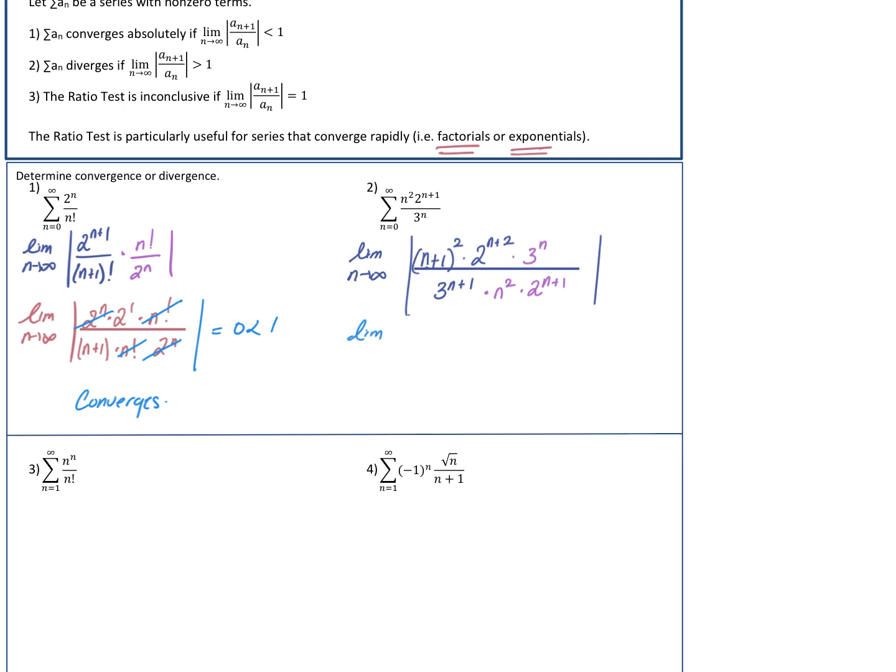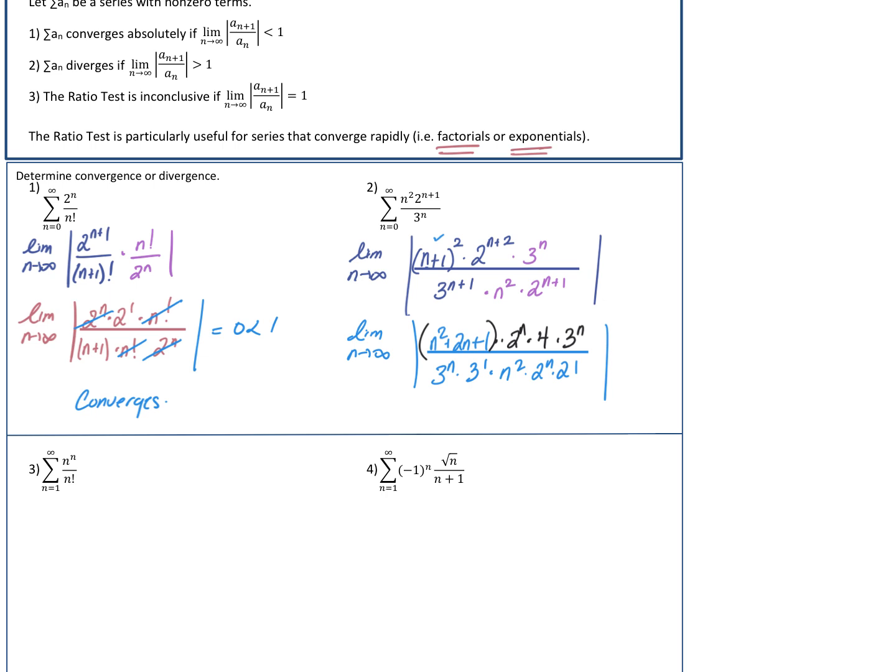So I've got the limit as n goes to infinity. All right, so I've got this, I'm going to FOIL to get n squared plus 2n plus 1. I'm going to break this up. So we get 2 to the nth times 2 to the second, which is 4, times 3 to the nth. The bottom, we have 3 to the nth times 3 to the 1, n squared, 2 to the nth, 2 to the first. So you do as much as you need to do. Okay, now I'm showing a lot of work here, but you do what you need to do to simplify it.